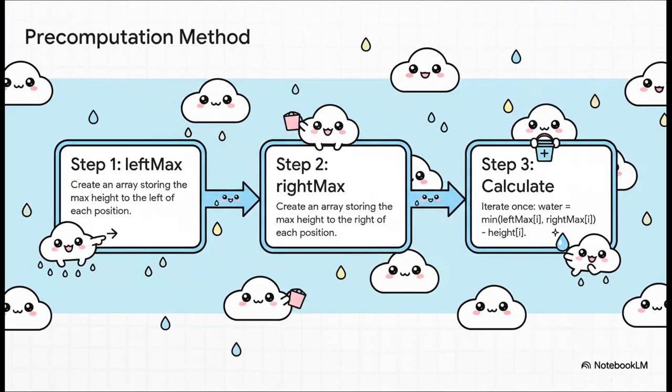Okay, so here's how we do it. First, we make a whole new array, let's call it left max. We'll walk through our original array from left to right, and for each spot, we'll record the tallest bar we've seen so far. Then, we do the exact same thing, but for our right max array, going from right to left. Now we have these two handy helper arrays. All we have to do is loop through our heights one last time, and for each bar, we just look up the answer in our left max and right max arrays. No more rescanning, the calculation becomes instant.